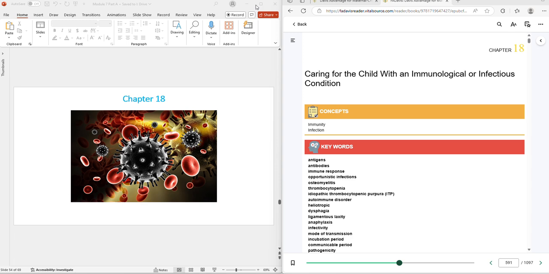This is Miss Roberts. We're going to be going over Chapter 18, which is caring for the child with an immunological or infectious condition. It starts on page 591 in your book.